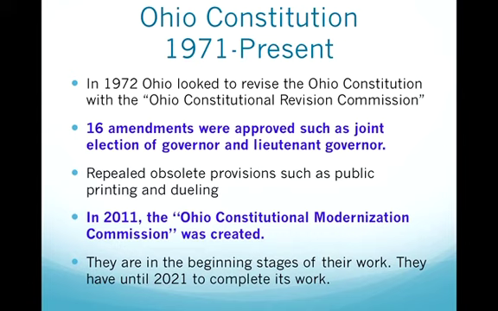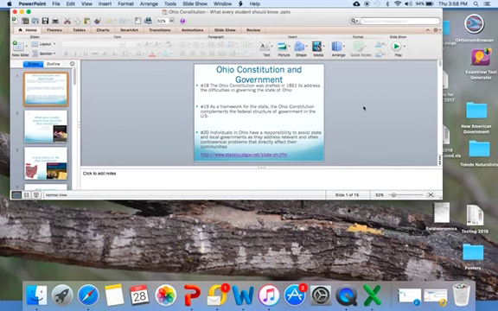In 2011, the Ohio Constitutional Modernization Commission was created, and they're in the beginning stages of their work, and they have until 2021 to complete this work. So it's just a way to try and update our Constitution for a present day.